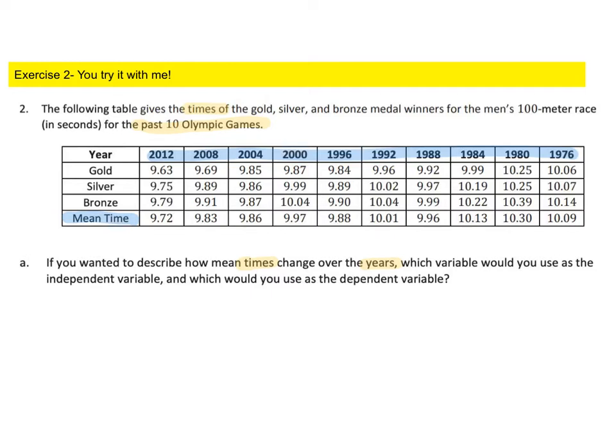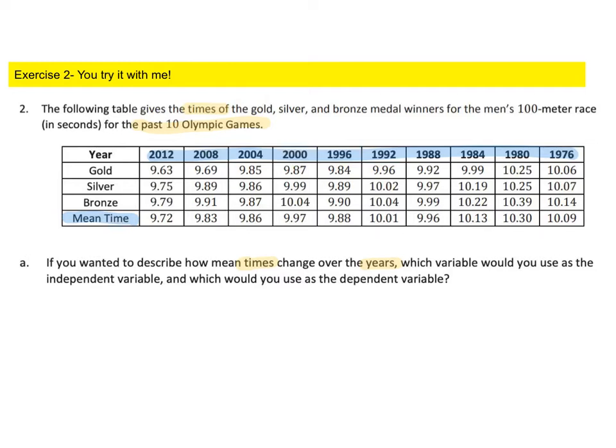So does the year, the actual year in history, depend on how fast these people run? Or does the average time of how these people run depend on the year that it is? Well, you should have identified that the years, in terms of our calendar history, are never going to depend on anything else, right? Next year it's going to be 2022, no matter what. But next year, the mean time of an Olympic race might be dependent on the year. For example, this year we didn't have the Olympics, or last year we didn't have the Olympics because of what was going on in the world, the pandemic and everything.